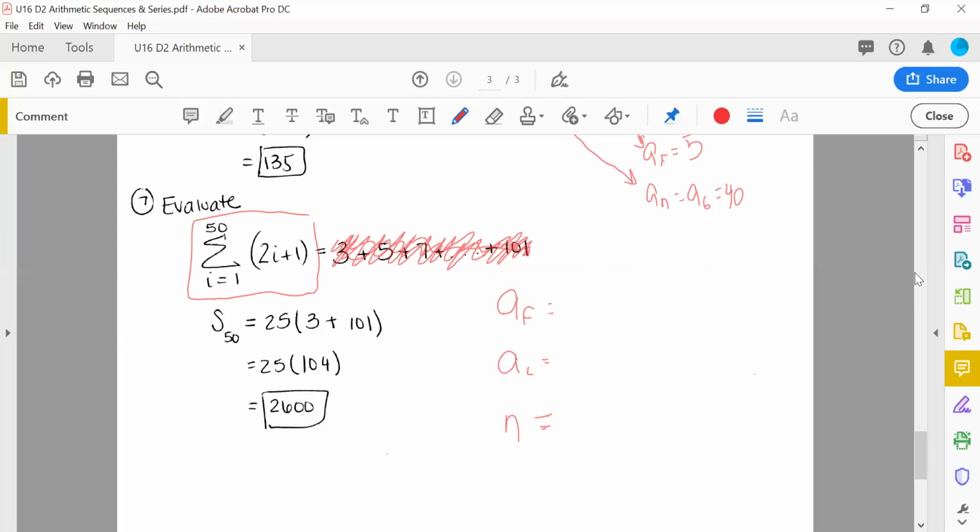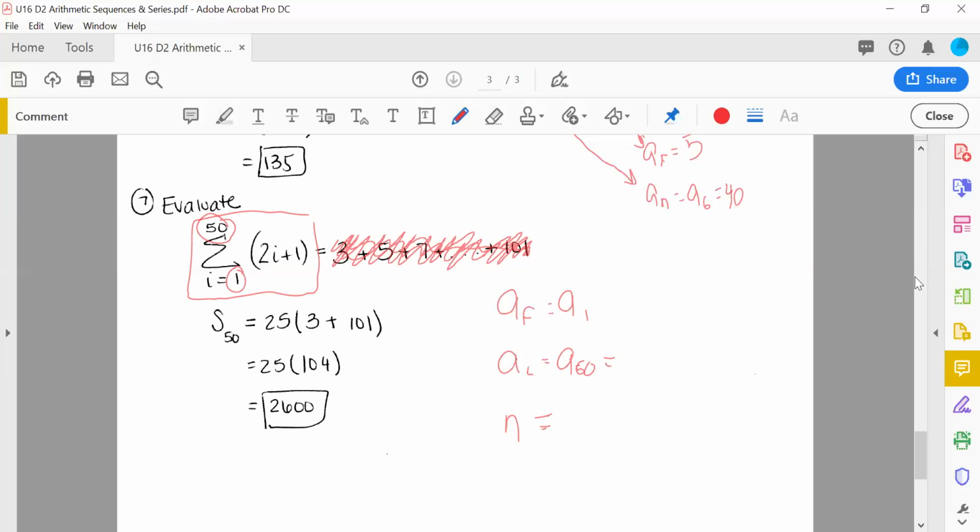And in this case, the first term is a sub 1. Why? Because 1 is the small number there. The reason why I don't just say a sub 1 right off the bat is, what if this went from 2 to 50? Or what if this went from 3 to 50? Technically, if this went from 3 to 50, the first term would be a sub 3. Do you follow what I'm saying there? It's very important to know what your first term is and what you're plugging in to find the first term. The last term would be a sub 50. Why? Because that's the number on top.